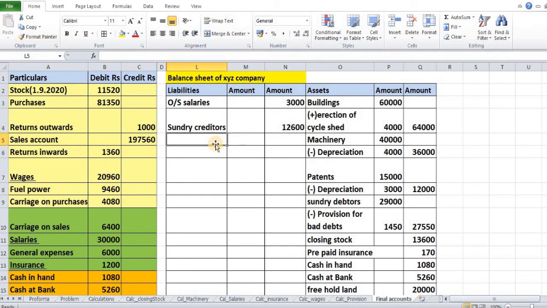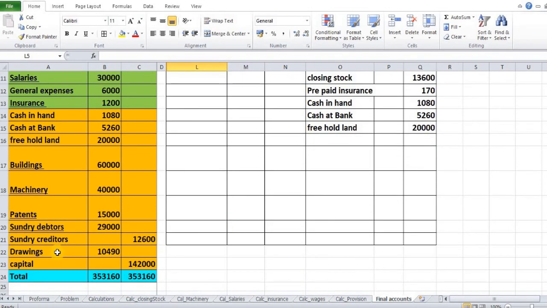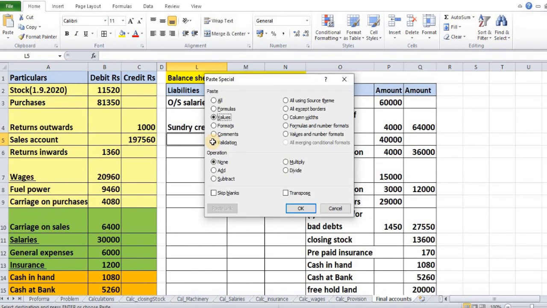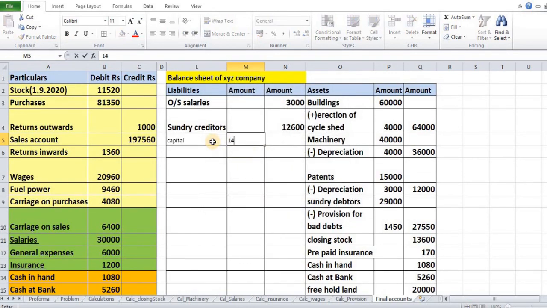Creditors come under liability because the company has purchased goods on credit basis and the company needs to pay for it in the future. That is why we are mentioning creditors under the liability side. Now we are left with only two accounts. Those are capital and drawings. First we'll mention capital on the liability side and the amount is 1,42,000 in the inner column. Below that we'll mention net profit with a plus sign.